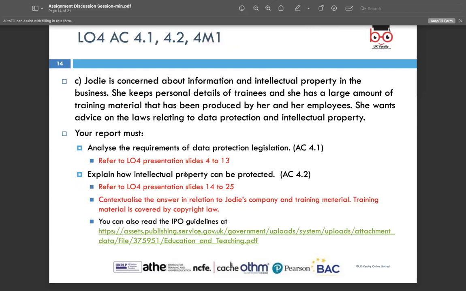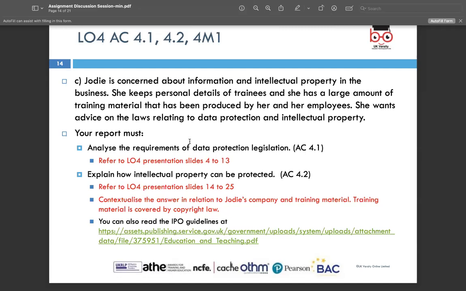Here, Jody is concerned about information and intellectual property in her business. She keeps personal details of trainees and has a large amount of training materials produced by her and her employees. She wants advice on the law relating to data protection and intellectual property. So your report must analyze the requirement of data protection legislation and then explain how intellectual properties can be protected.